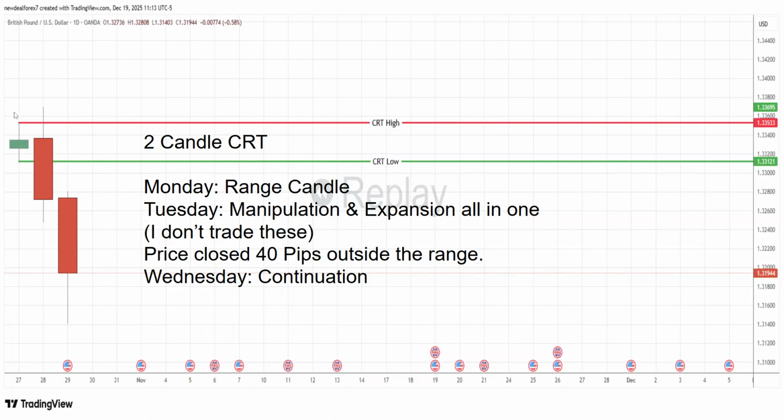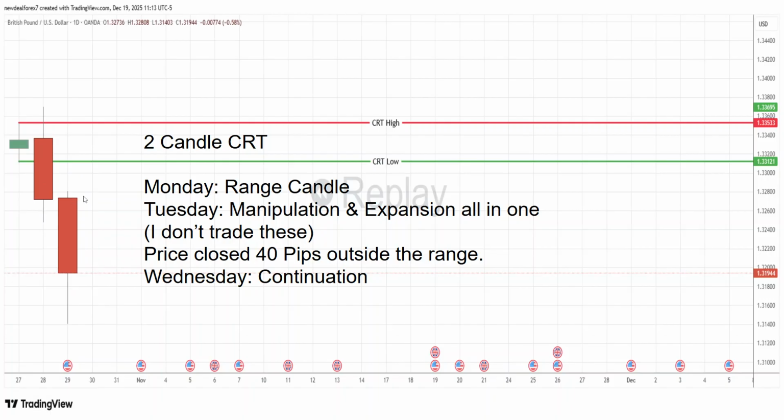Here's a 2-candle CRT, whereby we have Monday the range, the manipulation, and expansion came all in one day. Price closed below the range low. So remember, when we see a longer wick for this close, we should see a shorter wick for the continuation. We don't expect price to go all the way up here. Okay, here was the retrace right here. So the next day should have a softer retrace and then a bigger drop. Okay, so price closed 40 pips outside of the range.